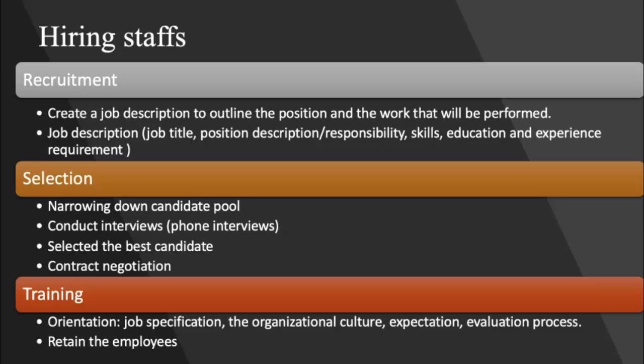First of all, it's recruitment. We're going to create a job announcement to outline the position and the work that will be performed. In the job description, we include title, position, responsibility, skills, education, and experience requirements. Then we send out these job announcements on job websites to see who is interested and qualified for the position. A lot of people apply. Some are really qualified, some are above, some are beyond, and also some are much less qualified, completely not qualified at all.